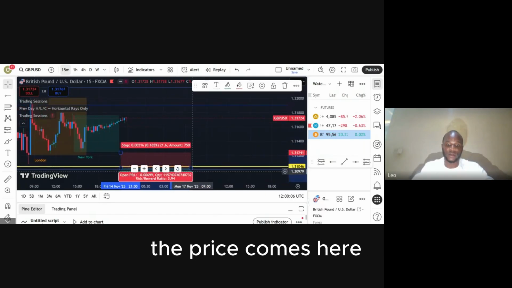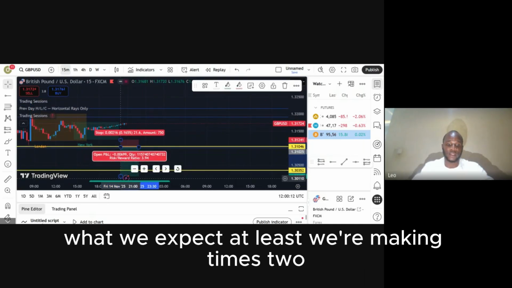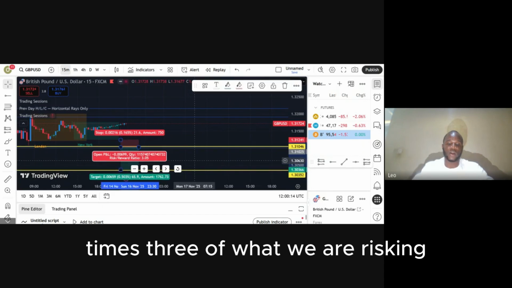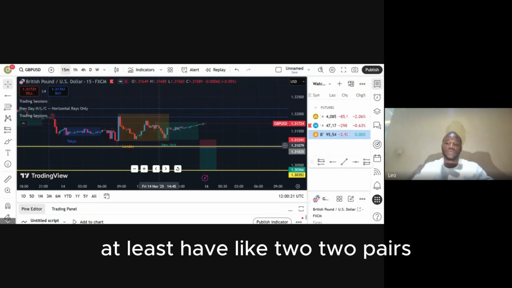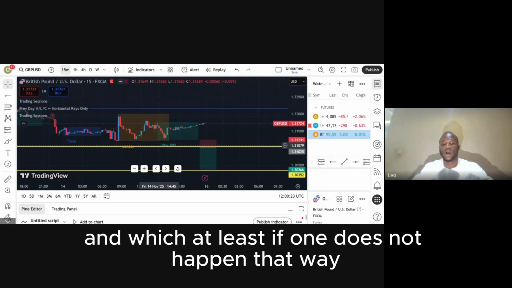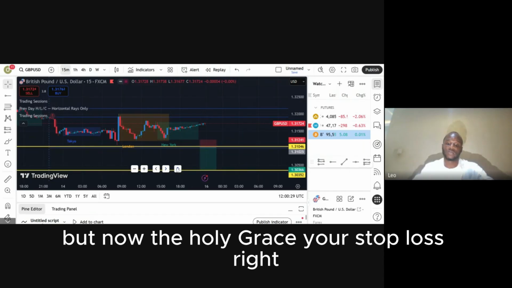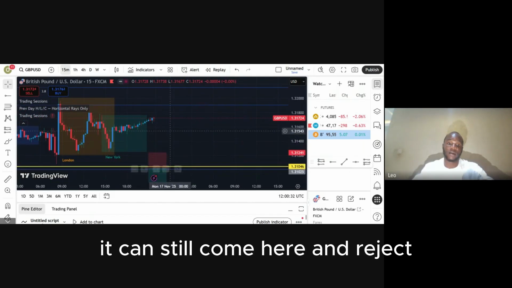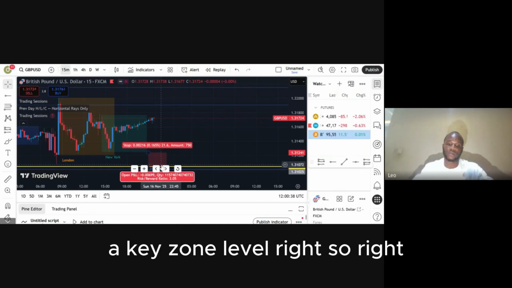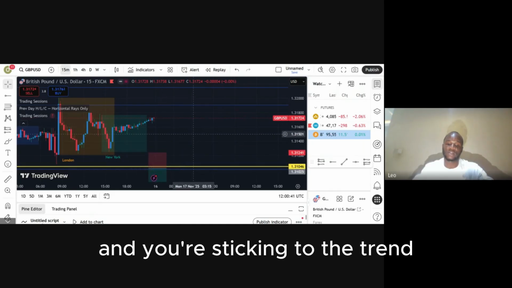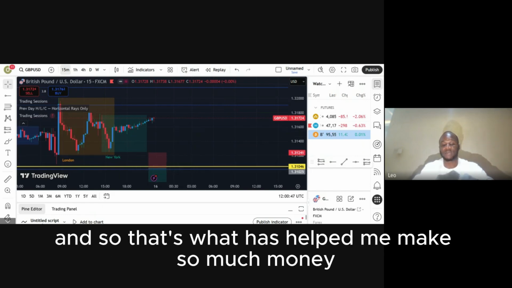So this is what I'm expecting. The price comes here, and our stop loss will just be a little bit above here. If it goes the way we expect, at least we're making times 2, times 3 of what we are risking. See it here. If you just keep doing it like this, have at least two pairs. You do analysis, and if one does not happen that way, the second one might. But the holy grail is your stop loss, right? Because at the end of the day, it can still come here and reject. But once you make sure that your entry is on a key zone level and you're sticking to the trend, most of the time you'll be right more often than you are wrong. And that's what has helped me make so much money.